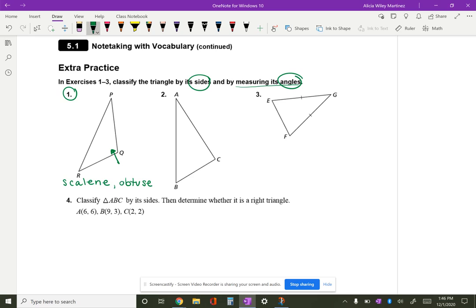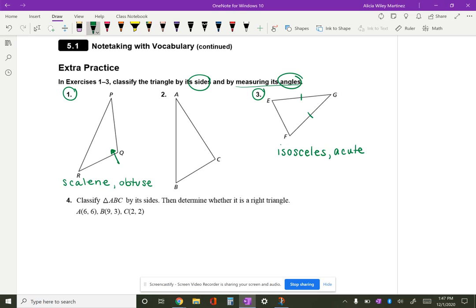On number 3 here, I do see that I have 2 sides that are congruent. If 2 sides are congruent, it means it's isosceles. And I will tell you that all of these angles in this triangle are acute. Since they are acute, classifying it by its angles, this would be acute. So again, this is an isosceles acute triangle, or you could say it the other way around, acute isosceles. Okay.